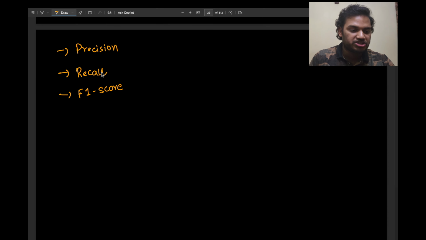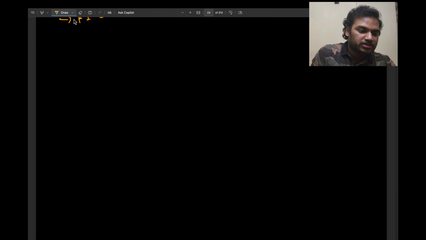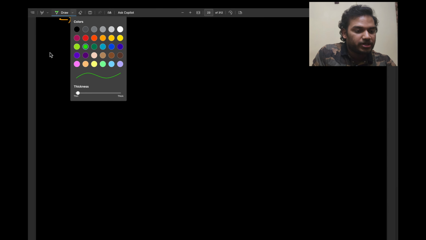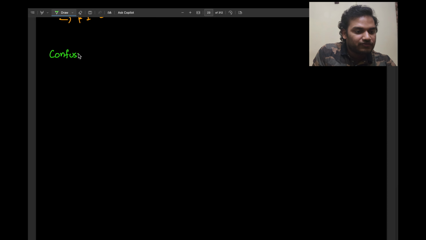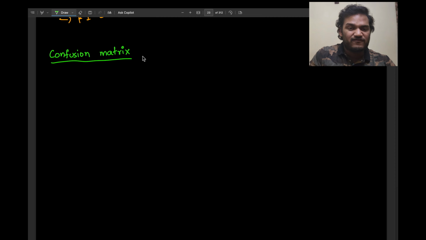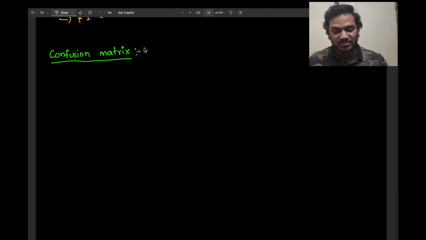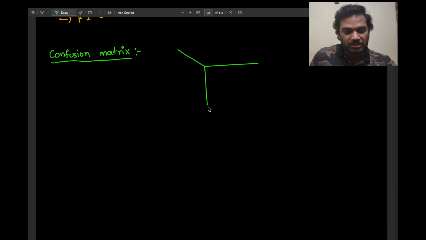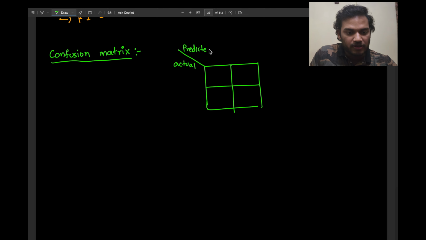Before going on to precision, recall, and F1 score, let's discuss something called the confusion matrix. Through this confusion matrix, we can calculate precision, recall, F1 score, and also accuracy. This confusion matrix is very confusing, so please pay attention. This is my confusion matrix, and it will look something like this. One axis shows the actual values and the other shows the predicted values. On some websites it might be reversed, so don't get confused by that.